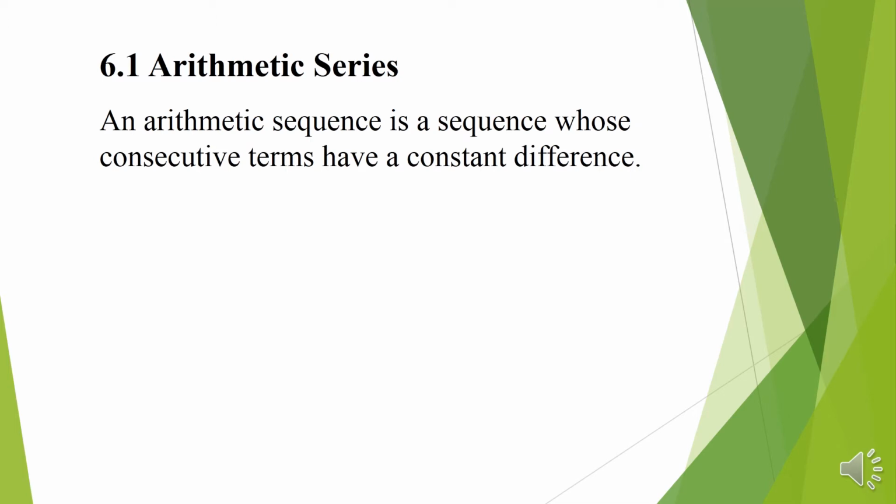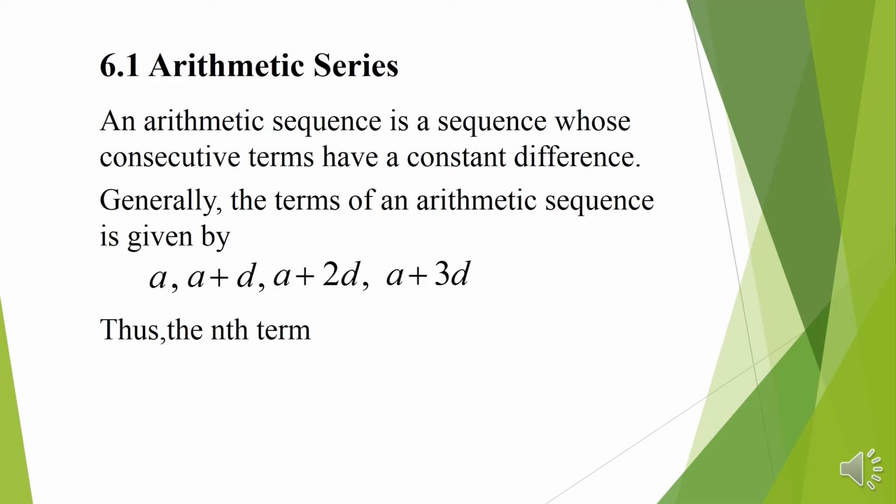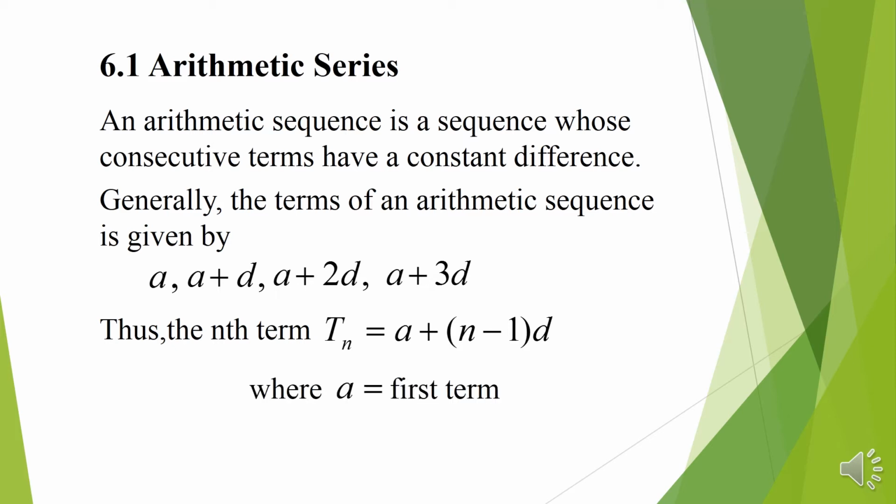An arithmetic sequence is a sequence whose consecutive terms have a constant difference. Generally, the terms of an arithmetic sequence are given by A plus D, A plus 2D, A plus 3D, and so on. Thus, the nth term is given by Tn equals A plus n minus 1 times D. This is the formula to find the nth term of a sequence, where A is the first term and D is the common difference.